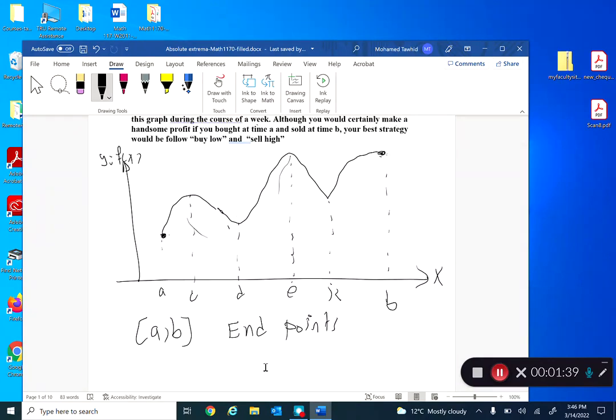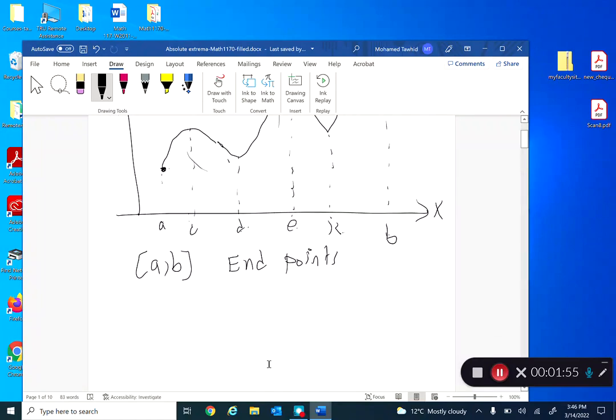Then I divide this into subdomains or subintervals. So from A to C is a subinterval, C to D, D to E, E to K, and K to B. That is called a subdomain or subinterval.